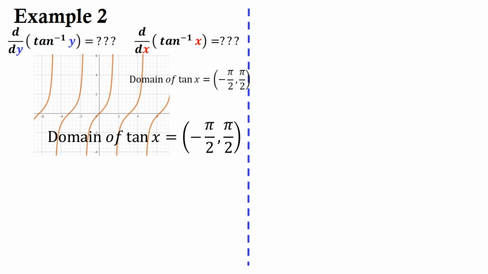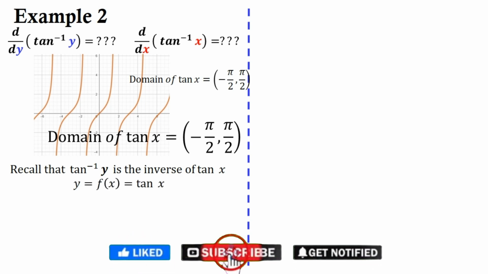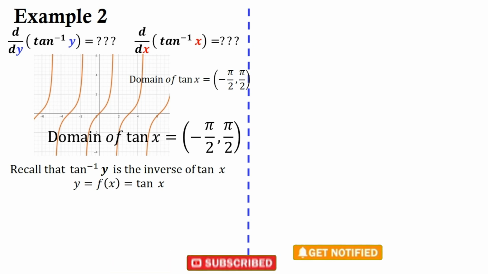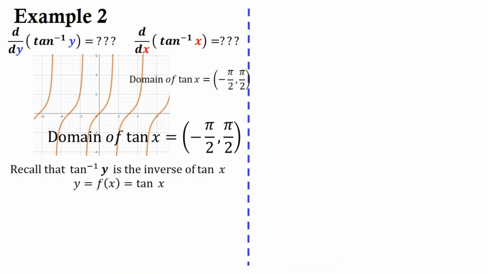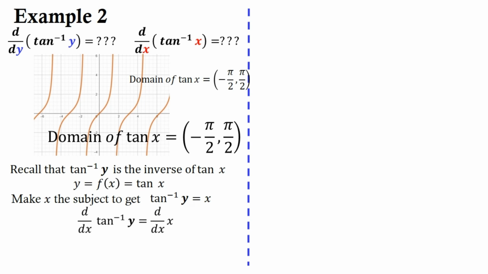So we can say that tan inverse of y is the inverse of tan x. If y is equal to f of x, which is equal to tan x, that's where we're going to start from. If you make x the subject of the formula, what are you going to get? We're going to get tan inverse of y equals x. So we proceed, we differentiate both sides with respect to x. Please take note of that instruction.